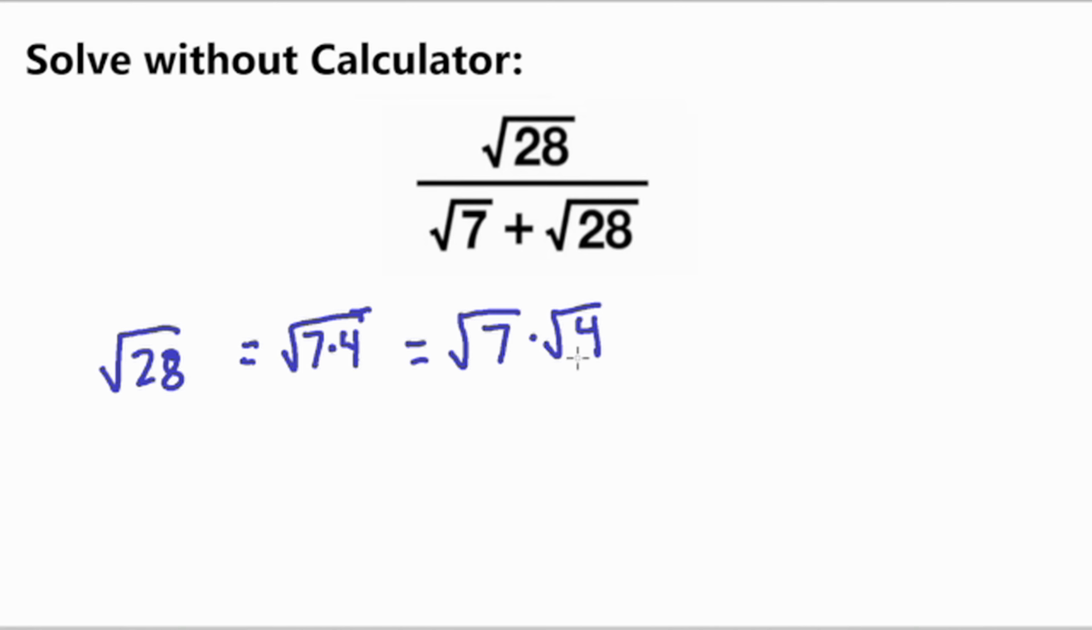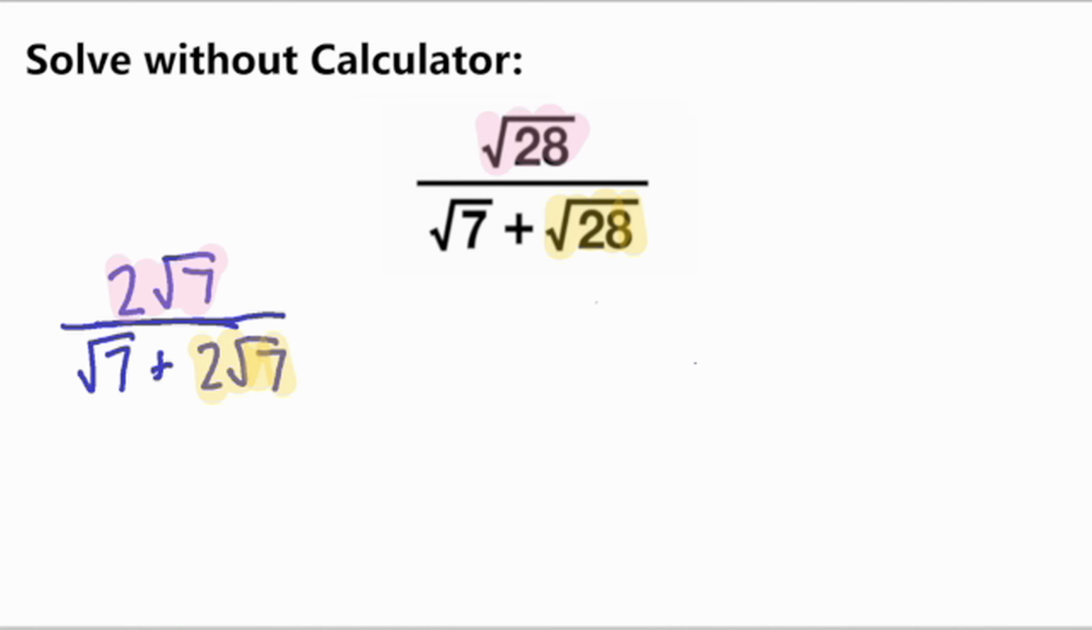But we can go even further, because what is square root of 4 equal to? Square root of 4 is equal to 2, right? Because 2 times 2 is 4. So instead of square root of 7 times square root of 4, we can rewrite it as 2 times square root of 7. So we can rewrite our square root of 28 as 2 times square root of 7.